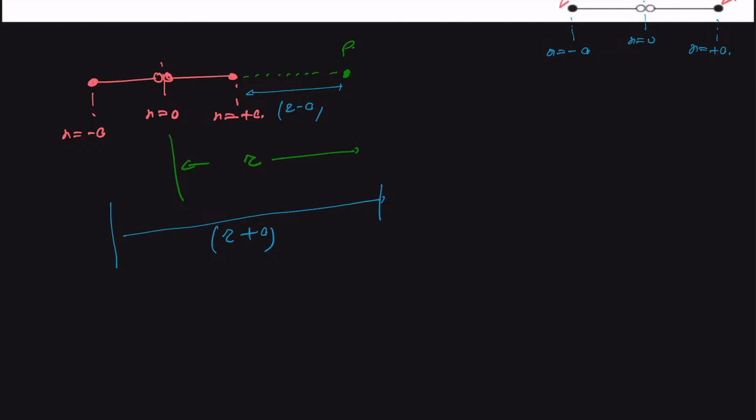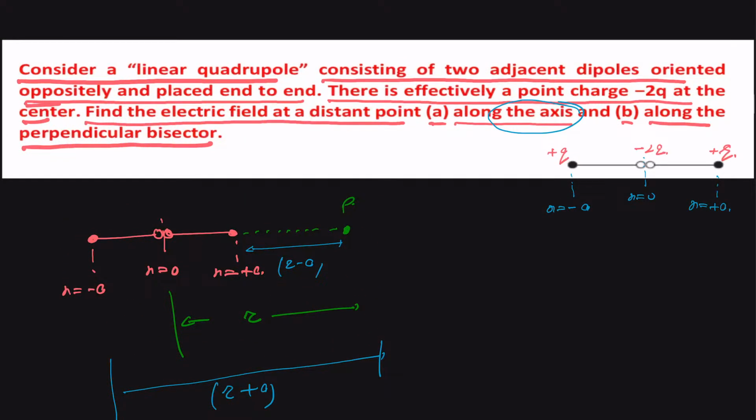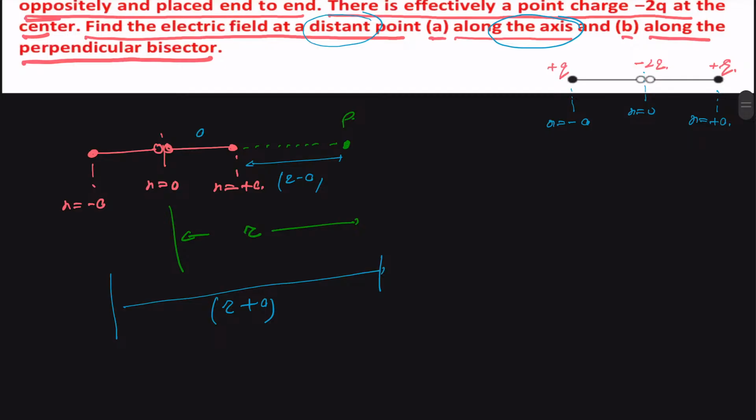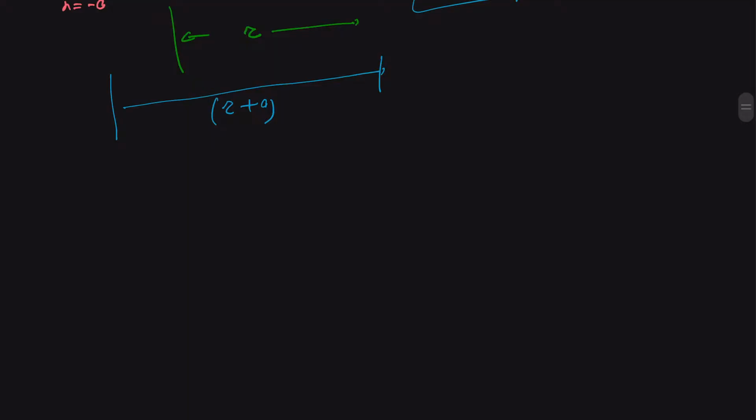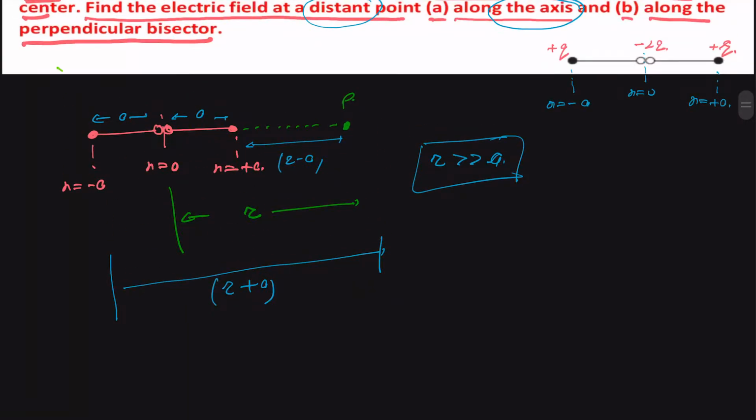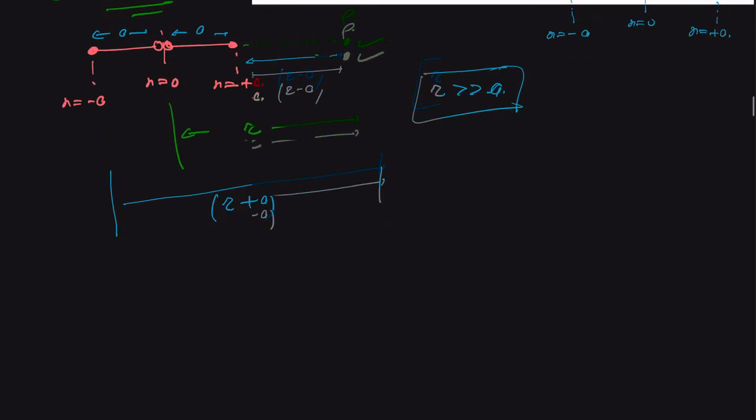So in this case also we are given that the point is distant. Therefore, if a is the separation between these two charges, and the distant point means the value of r is very much larger than a. So we have to keep this in mind. So let us solve our part A. Okay, so this figure is for part A, when the point is on the axis.